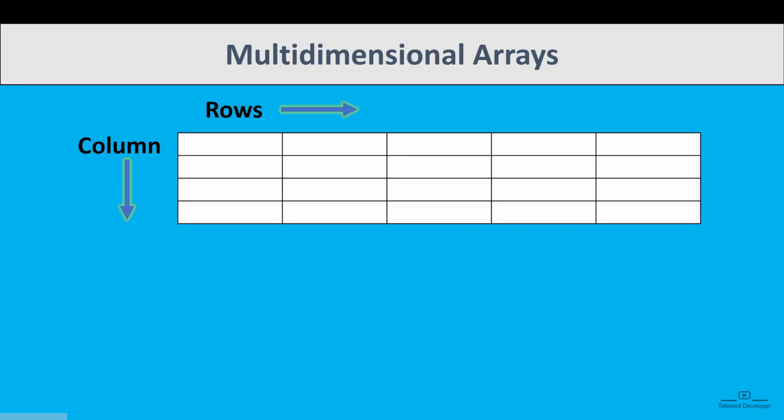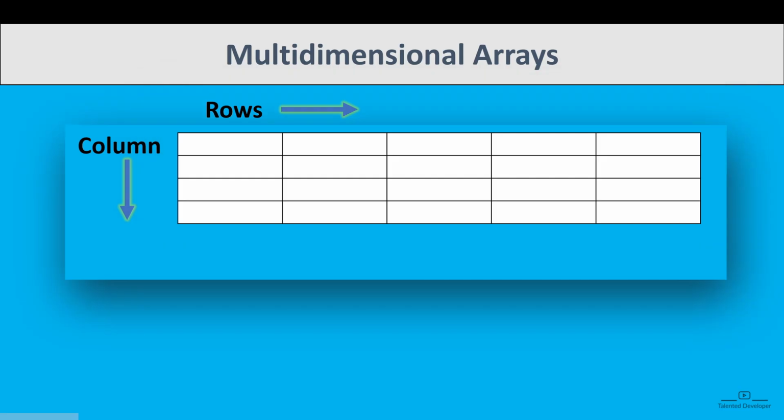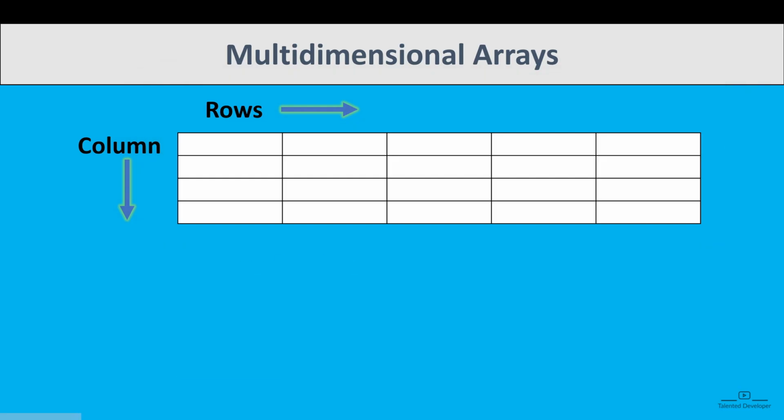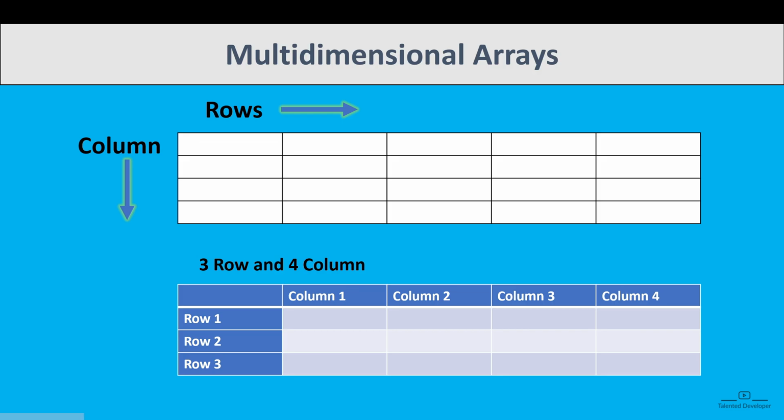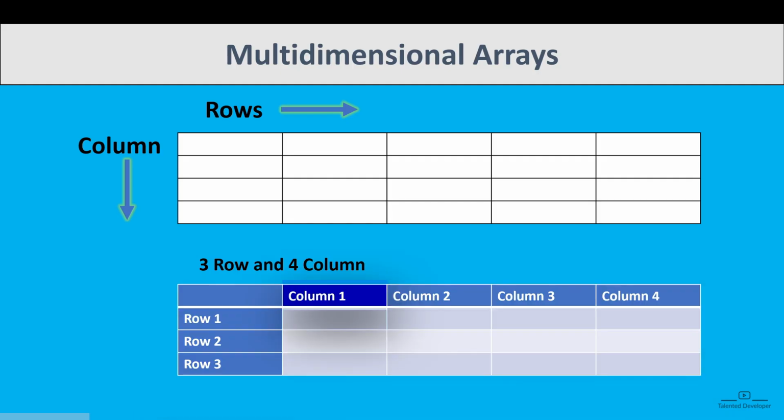To understand multidimensional arrays, you have to understand rows and columns in a table. You can see from left-hand side to right-hand side is a row, and from top to bottom we have columns. Here is an example with 3 rows and 4 columns. I have given the headers so you can easily understand: we have column 1, column 2, column 3, column 4. At the same time we have row 1, row 2 and row 3.